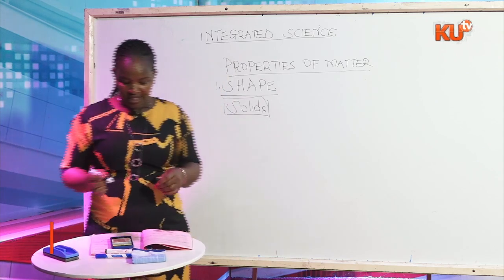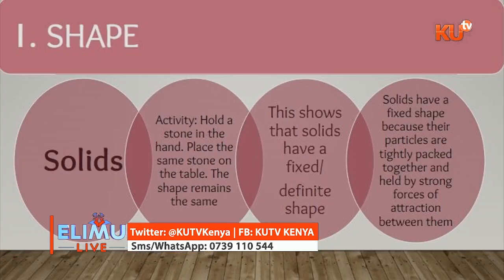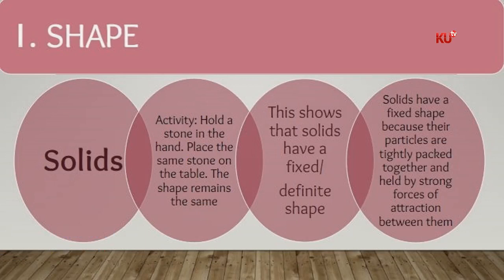How are solids shaped? And there's an activity. The activity which we can use to determine this, we can have a stone. You take a stone, any stone. I know stones are available outside in your houses, and if a stone is not available, there are other solids. Then you hold that stone in your hand. Then after some time, you can place the same stone on the table. You can even place the same stone on the floor and anywhere else you want to place it. And then you make an observation.